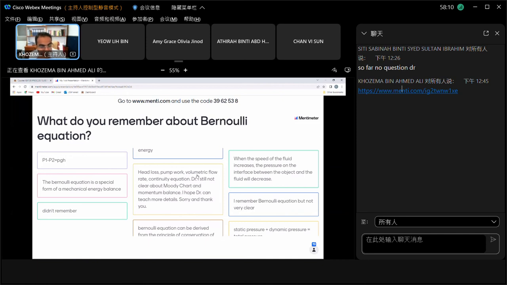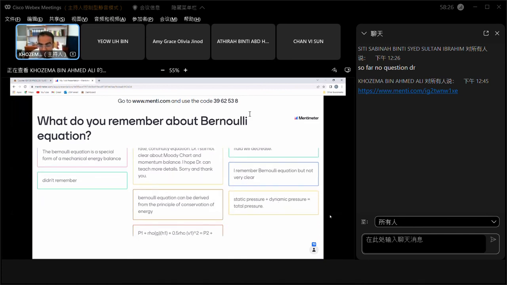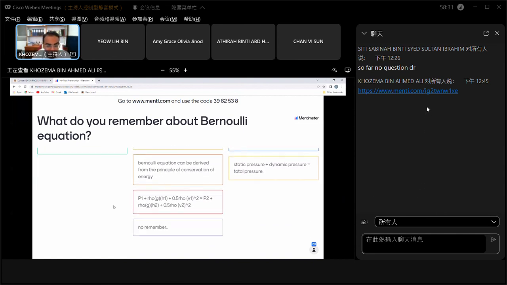Didn't remember? Head loss, pump work, volumetric flow rate, continuity equation. I'm still not clear about Moody chart and momentum balance. I hope doctor can teach more details. Sorry and thank you. I remember Bernoulli equation but not very clear. Bernoulli equation can be derived from the principle of conservation of energy. Static pressure plus dynamic pressure equal to total pressure. A rule of energy conversion for a moving fluid. The equation, no remember.